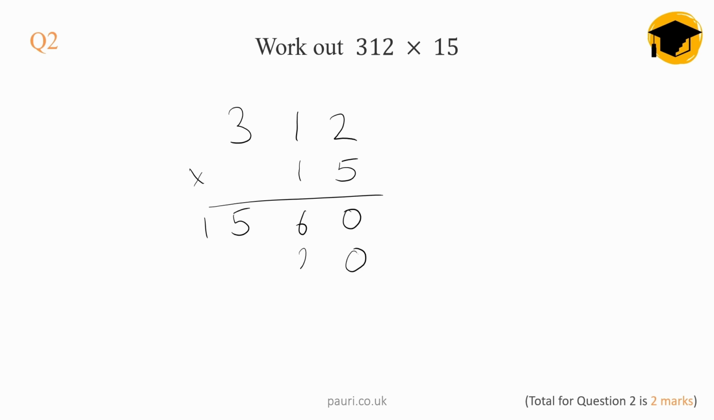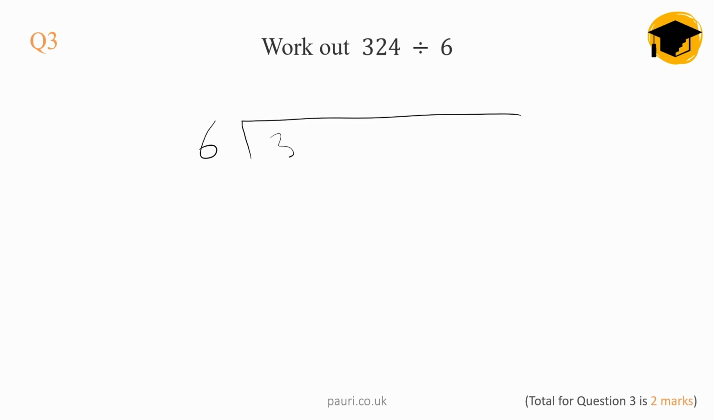1 times 2 is 2. 1 times 1 is 1. 1 times 3 is 3. Add them up right to left. 0 plus 0 is 0. 6 plus 2 is 8. 5 plus 1 is 6. And 1 plus 3 is 4. Final answer, 4,682 marks. So let's get the format of the question right before we start.